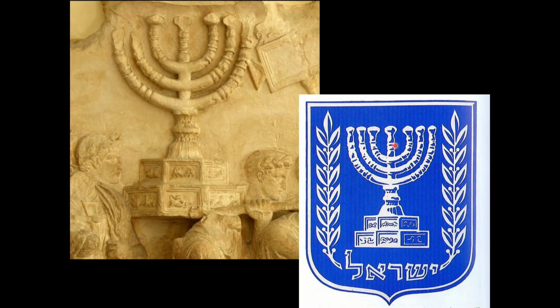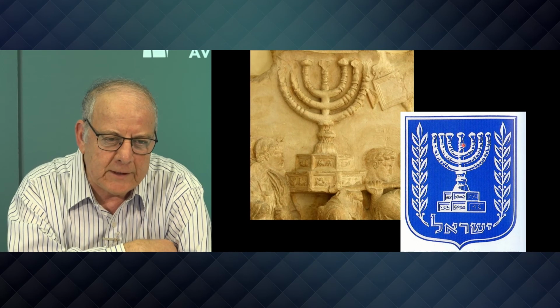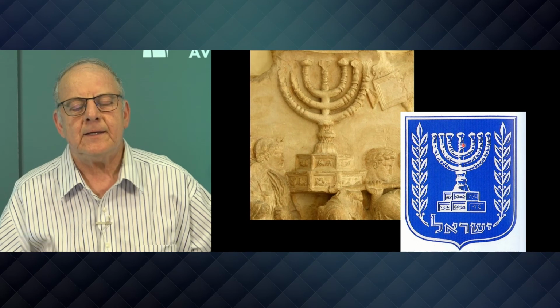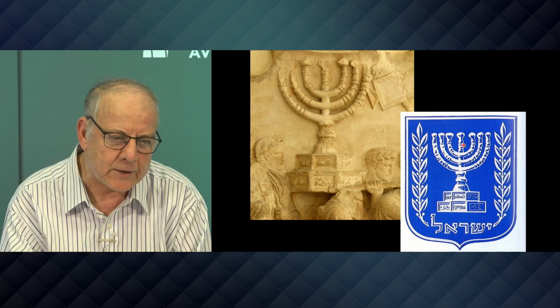Now we're almost toward the end of my lecture, and I want to show you a few things that happened when the state was founded. So in 1948, the State of Israel is created, and the emblem of the state is the menorah from the Arch of Titus.